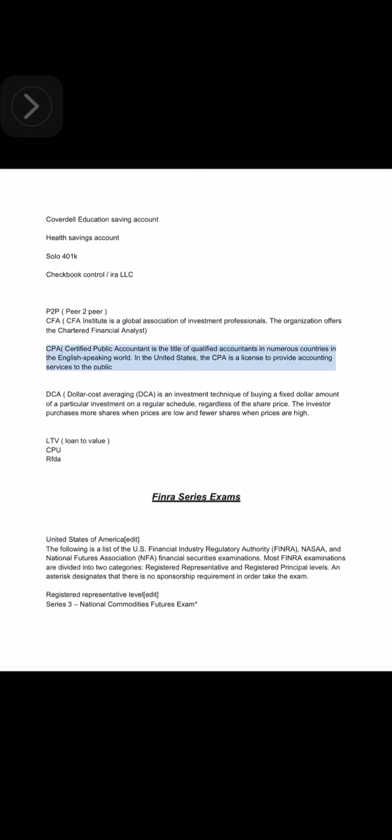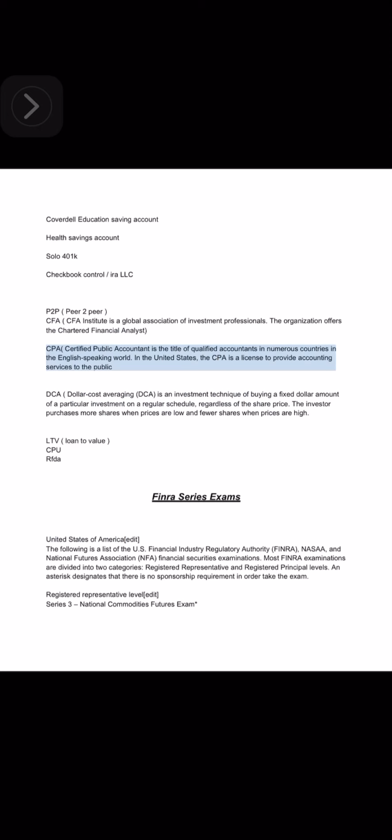DCA, dollar cost averaging. DCA is an investment technique of buying a fixed dollar amount of a particular investment on a regular schedule, regardless of the share price. The investor purchases more shares when prices are low and fewer shares when prices are high. LTV, Loan to Value. CPU. RFDA. FINRA Series Exams, United States of America.